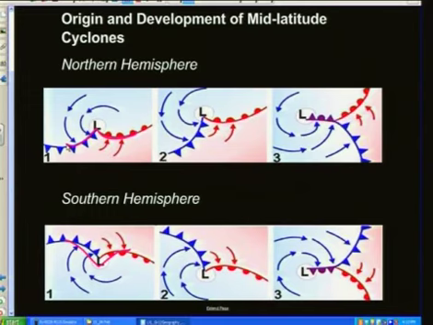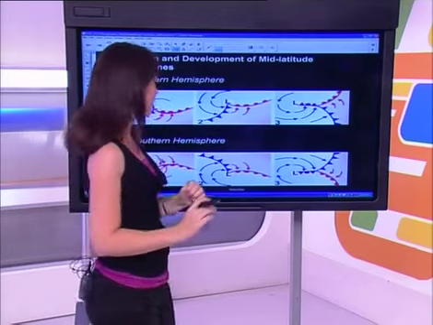Okay? You can see that air is blowing into the cell. In the southern hemisphere, note that it's going clockwise. In the northern hemisphere, we're still going to have air blowing into that low pressure cell, but it now blows anti-clockwise. You need to know those characteristics. I can't overemphasize how important that is.